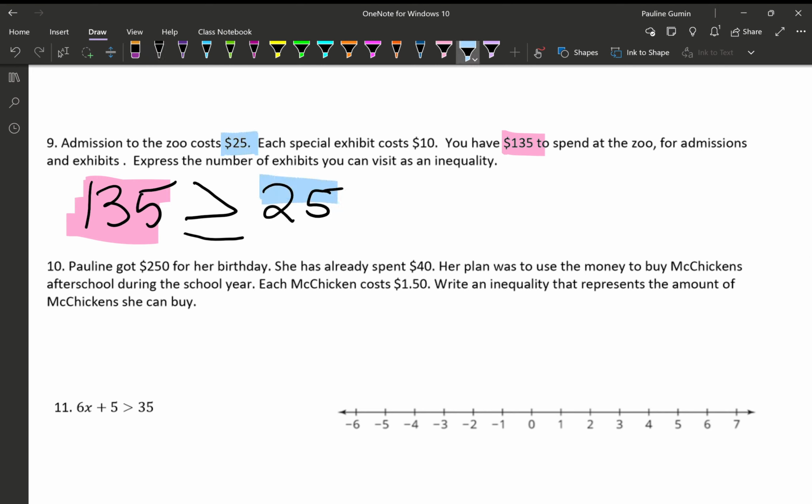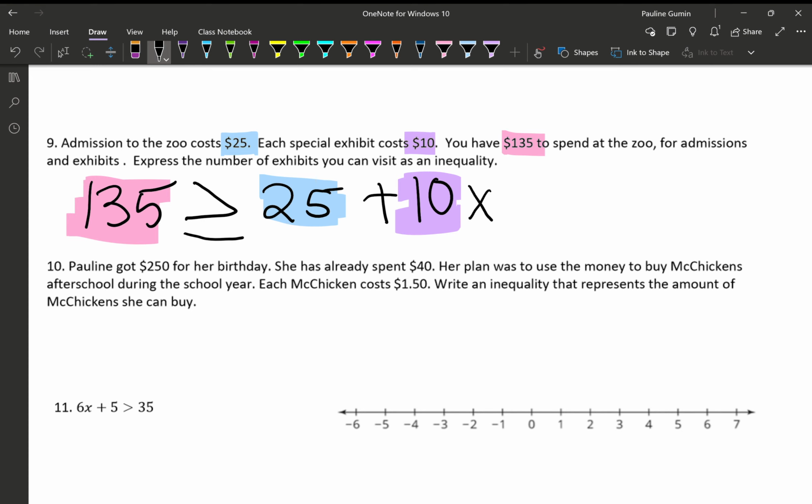Now, admission to the zoo costs $25, and we have no choice over it. It's going to happen. 25 happens. We don't have an adjusted price. That's just what we have to pay. We are also, so plus, looking to go to exhibits for $10. So each exhibit costs $10. That's where we get that first 10 from.